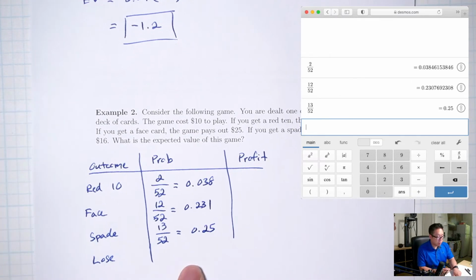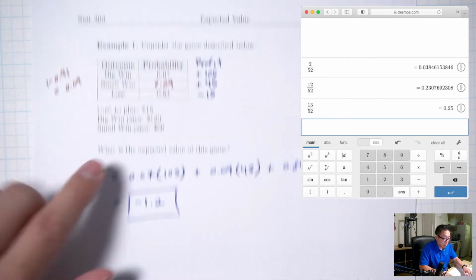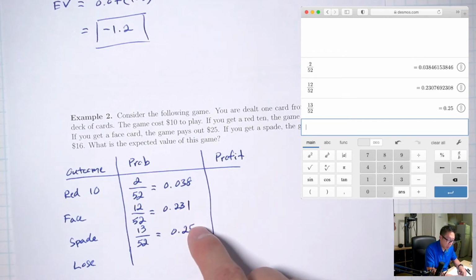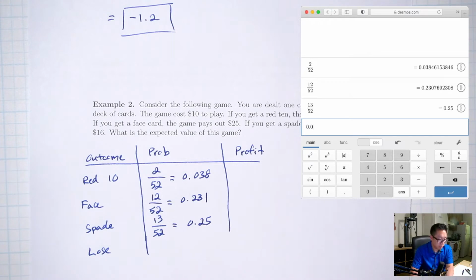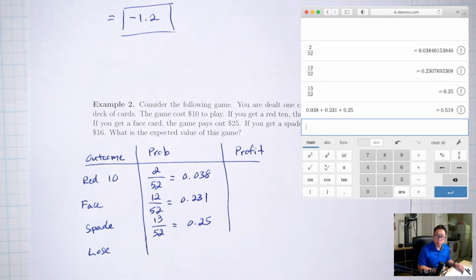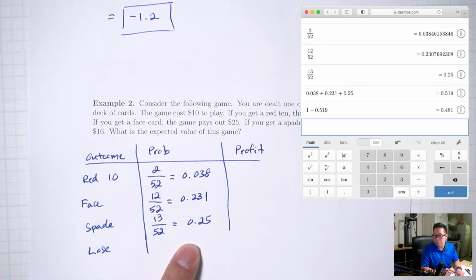And then I also need a probability for just losing. And that's going to be the missing probability. The way we found the missing probability is add up what you have so far. So 0.038 plus 0.231 plus 0.25, which is 0.519, and then do 1 minus that. So 1 minus 0.519. And that should give you the missing probability, which is 0.481.